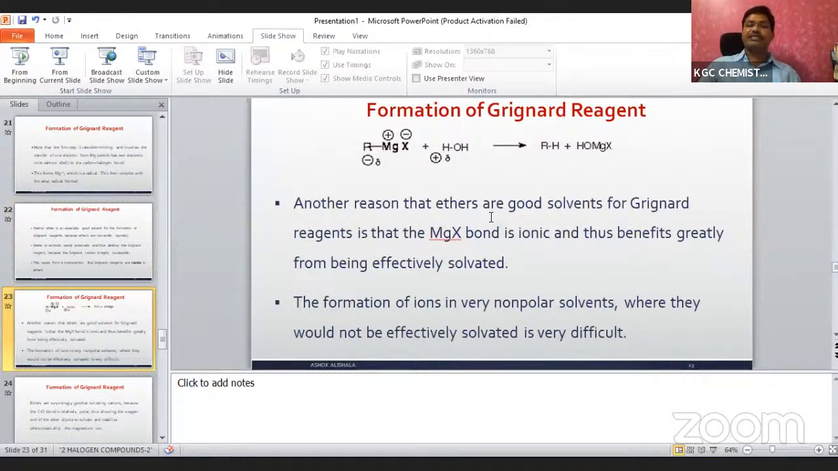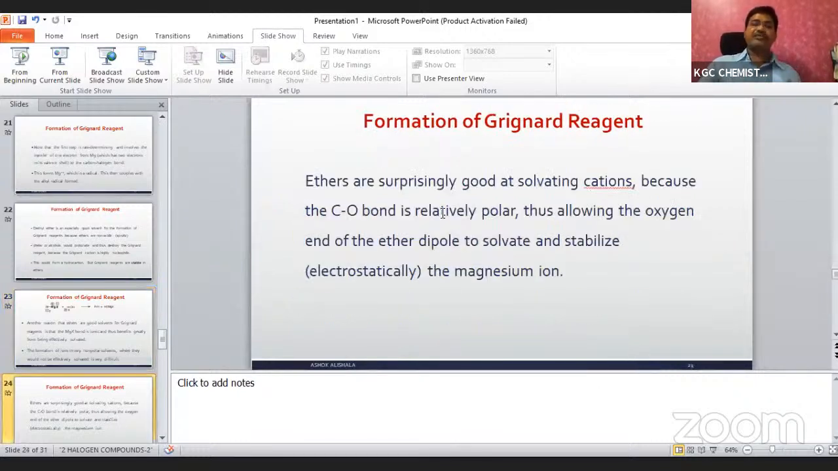Another reason that ethers are good solvents for Grignard reagent is that the magnesium halide bond is ionic and thus benefits greatly from being effectively solvated. The formation of ions in a very non-polar solvent, where they would not be effectively solvated, is difficult. That means water is polar and this is also polar, so they get solvated. Whereas diethyl ether is of a non-polar nature, so it is not solvated. That is another reason for the formation of the Grignard reagent.